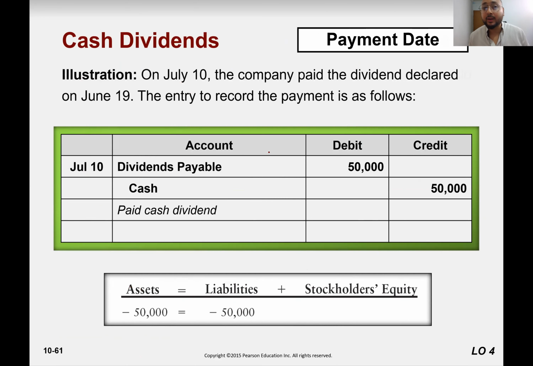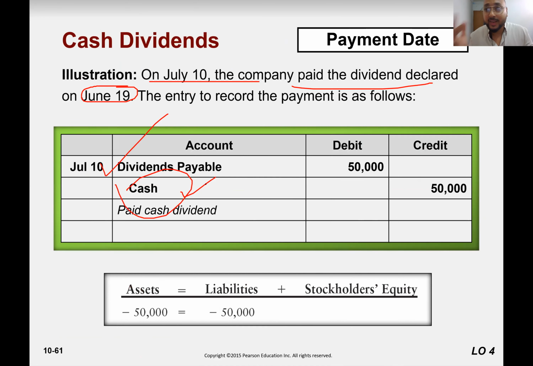So when we had the dividend on July 10, the company paid the dividend declared on 19 June. So when the company declared the dividend, the company paid the dividend. So you satisfy your liability. Liability decreases, cash is decreased. Decrease in liability, debit, dividend payable to cash.